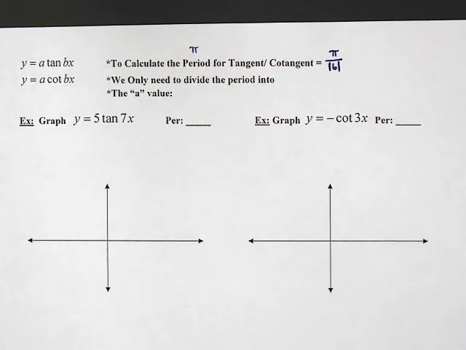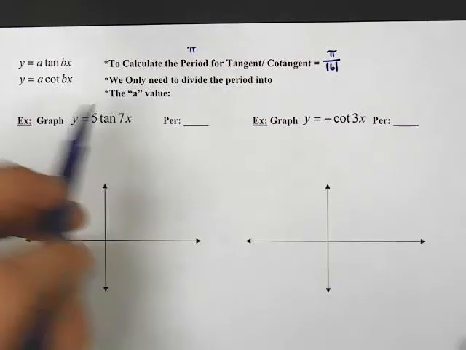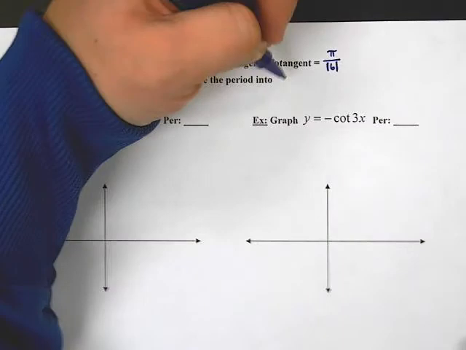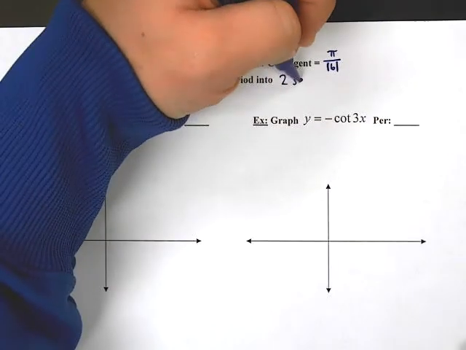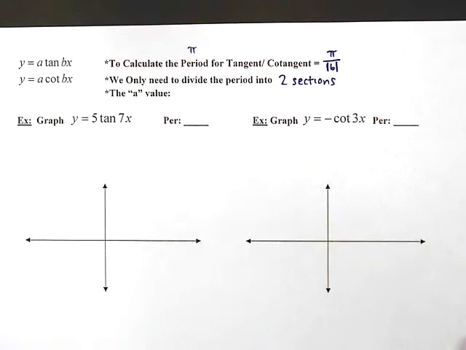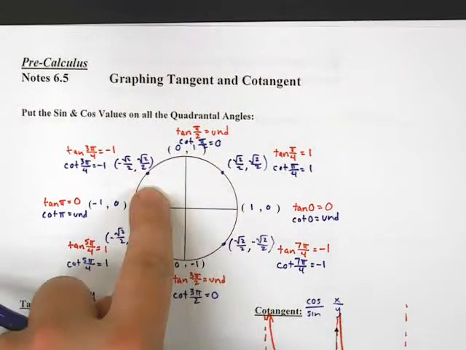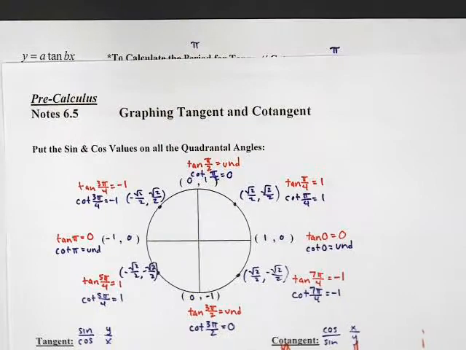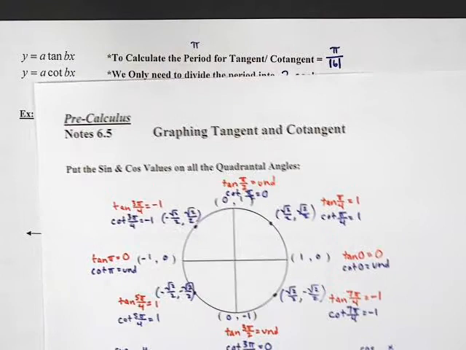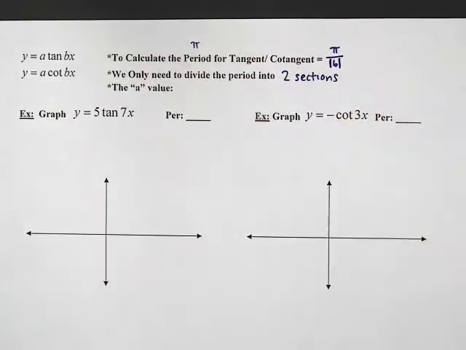However, we know that we only need to divide the period into 2 sections. And again, why was that? Because if the period is only pi, that's only 2 quadrants. Remember when we talked about the 4 sections being the 4 quadrants? Well, that's why it's only 2 sections now, because it's 2 quadrants.